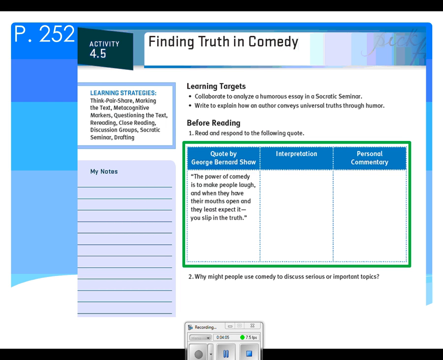The power of Congress makes the last, and when they have their mouth open, and they need to say within the truth.